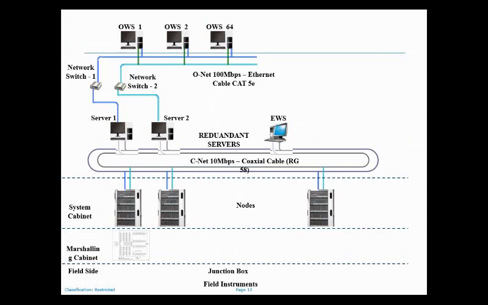From the field side, we are taking the signals and giving them to a marshalling cabinet. From the marshalling cabinet, we give to the system cabinet where your IO cards will be mounted. From the system, you go through a computer connection via a coaxial cable of 10 Mbps, and then to the operator workstation, where the centralized monitoring and control is happening.